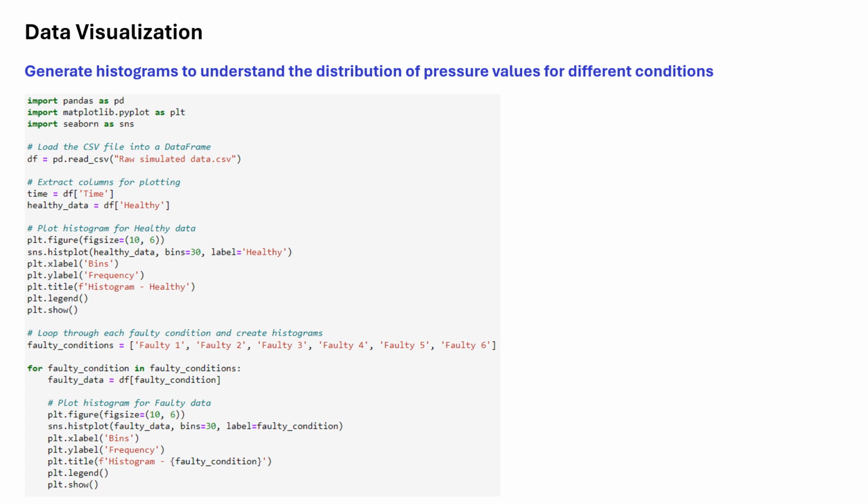Now we will explore a few other data visualization methods. Let's start with histograms. Creating histograms to understand the distribution of pressure values for healthy and faulty conditions of a pump can provide valuable insights into the pump's performance and help in identifying potential issues. Histograms are graphical representations of the distribution of data, and in this context, they can be used to visualize the pressure readings under different conditions. Here's the code that you can use.